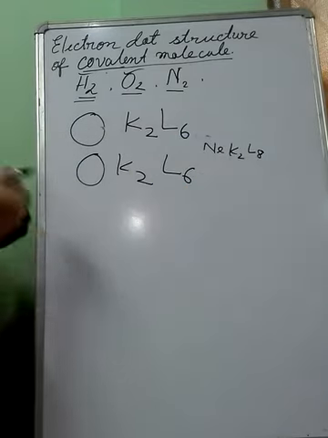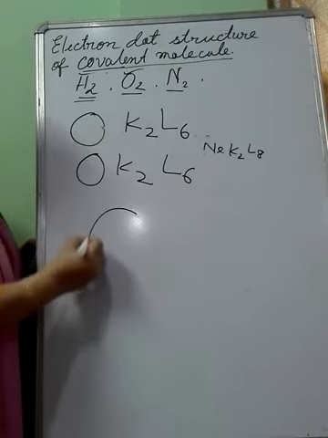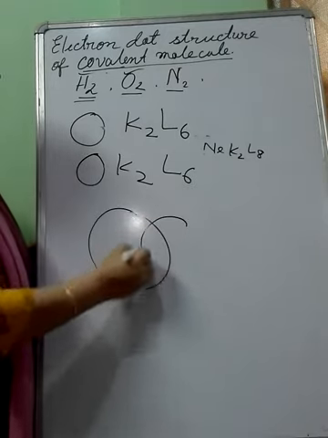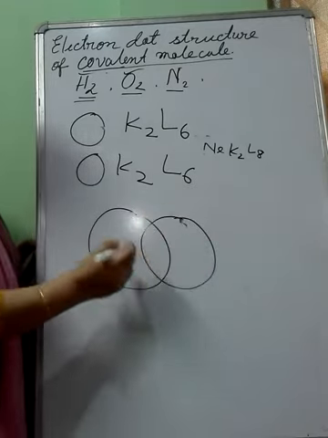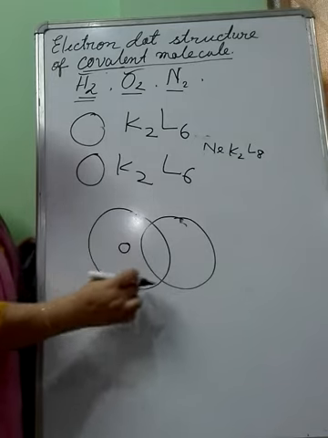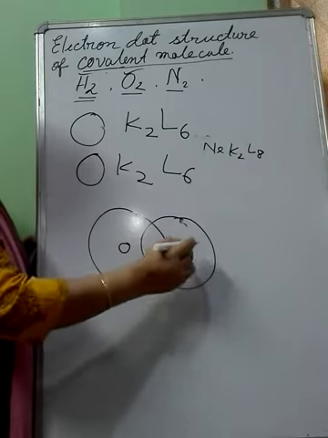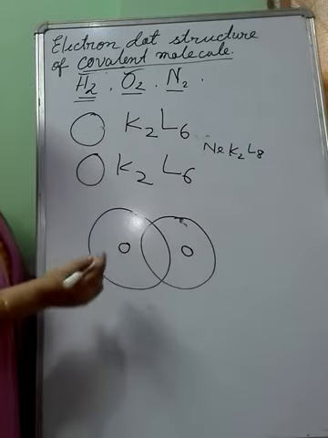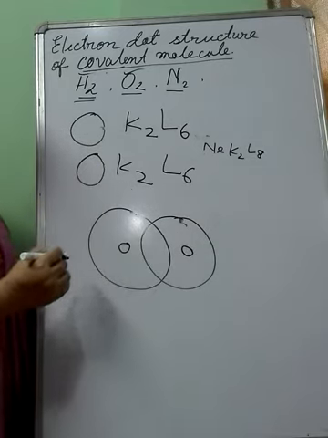Now how will you draw the electron dot structure? Again, draw the two circles in such a way that they overlap each other. This is one oxygen, this is the circle for this oxygen, this is another oxygen, this is the circle for the second oxygen. Now how many pairs of electrons are shared between them?